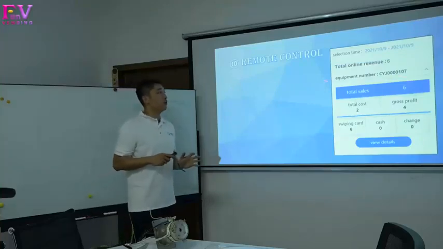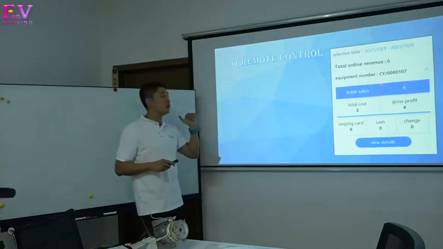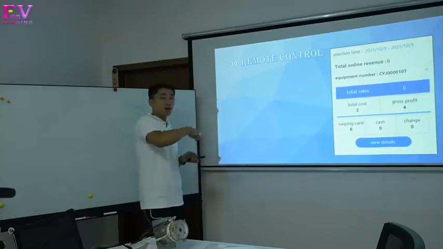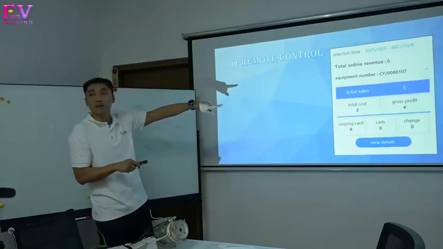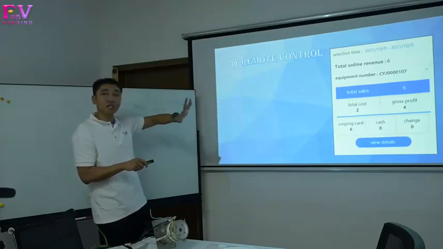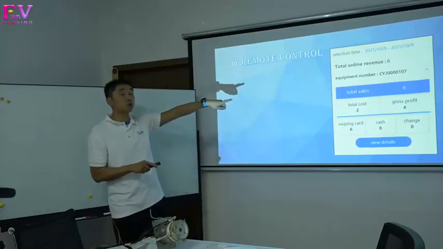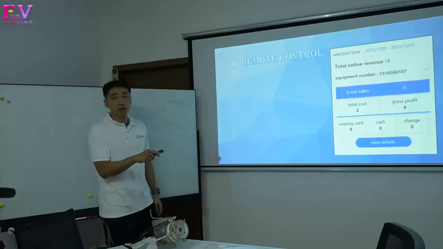And the next one is the total online revenue, because this revenue is very important for the administrator. Total sales maybe 6 US dollars, and all is by swipe card. I mean, credit card, swipe card to pay. The 6 pieces by swipe card is 6 times. Your basic cost is only $2, but your gross profit is $4. So we can see this cotton candy machine is very good in revenue.